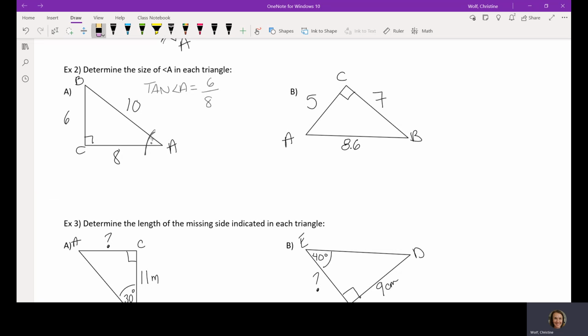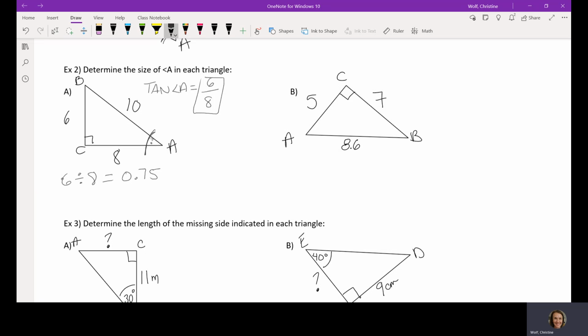So on my calculator, I have to actually divide 6 by 8 first. I'll show you exactly what my calculator does. I'm going to type in 6 divided by 8 equals. Okay, so I go 6 divided by 8 equals, and I get the decimal 0.75.